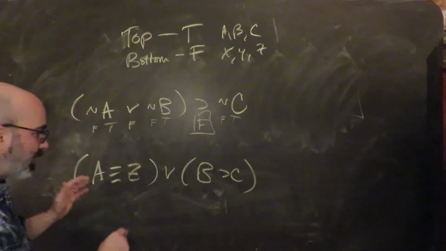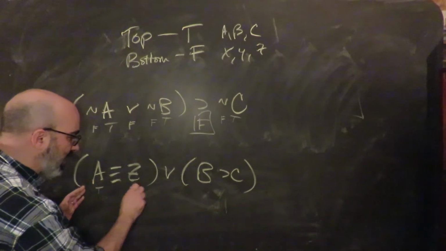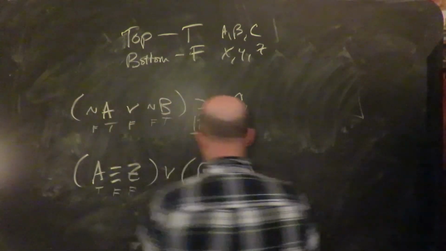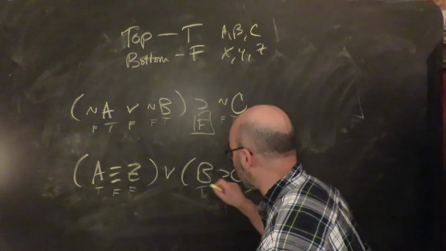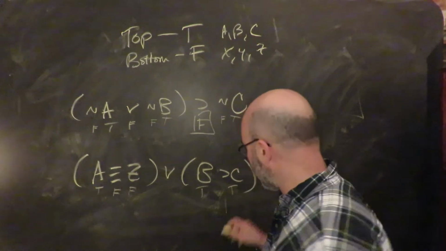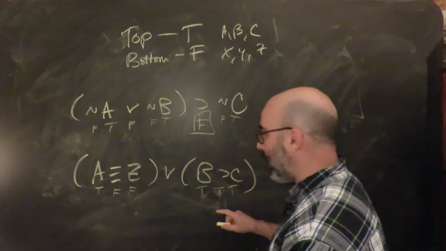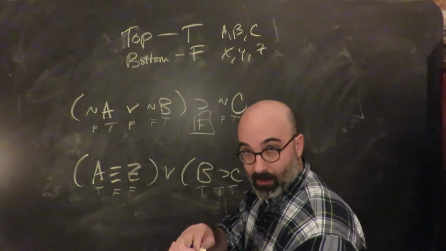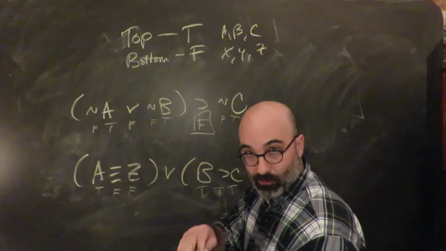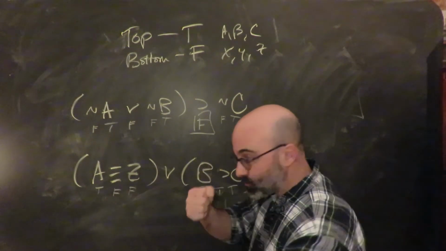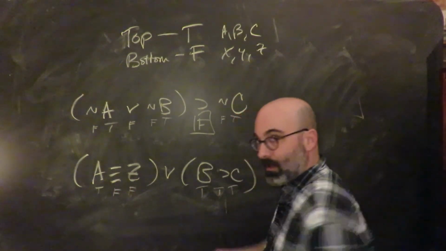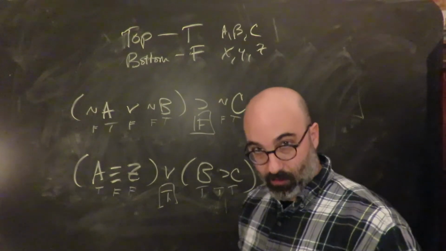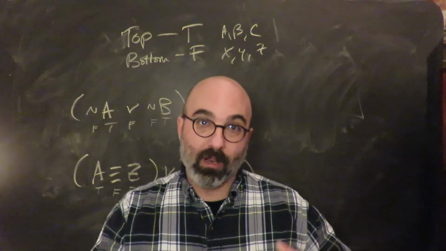Okay, now let's look at this one. A triple bar Z. So that's a T and an F. Triple bar, do they match? No. So that comes out as false. Okay, let's look at this side. B horseshoe C. That's a true to true conditional. A true to true conditional comes out as true. So we have false or true. How's that come out? Well, that's the third line on the disjunction truth table. If either one of the disjuncts comes out as true, the whole disjunction comes out as true. In both cases, what we did was we computed the major operator last.